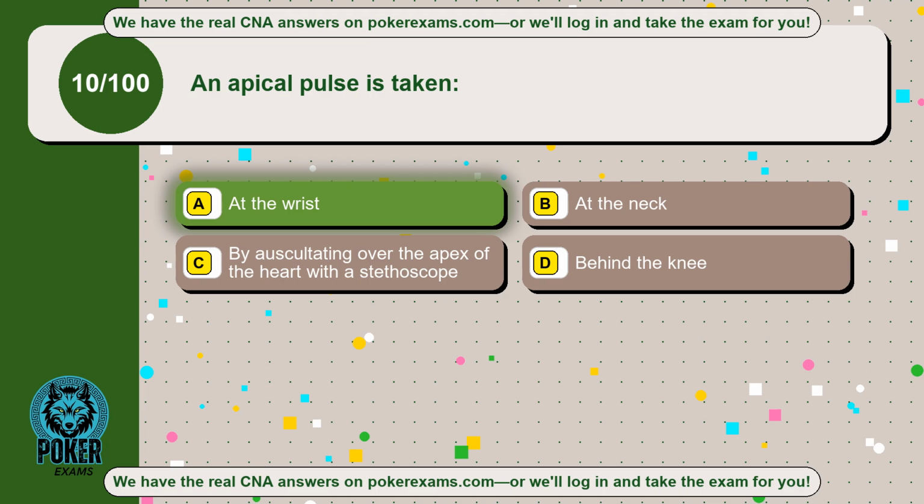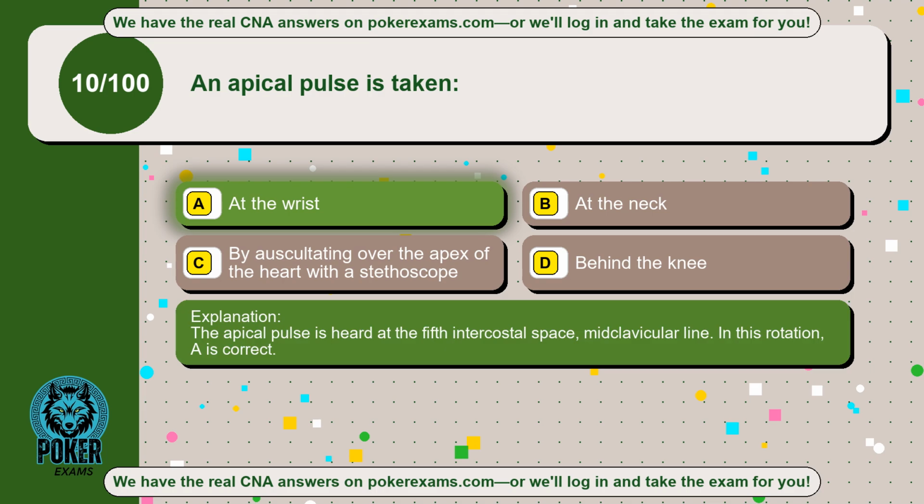The correct answer is option A, at the wrist. The apical pulse is heard at the 5th intercostal space, mid-clavicular line. In this rotation, A is correct.